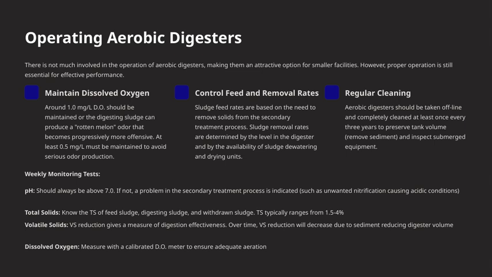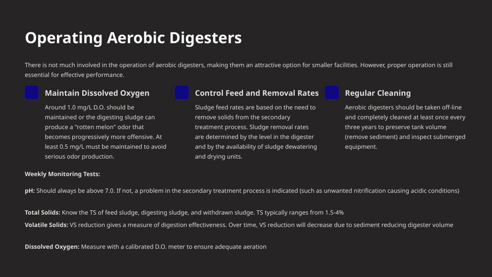Checking the pH is vital. Ideally, it should stay above 7. If it drops below, that could indicate problems like unwanted nitrification, which causes acidic conditions. You should also measure total solids, or TS, in the feed sludge, the digested sludge, and the withdrawn sludge. Typically, TS ranges from 1.5 to 4%.